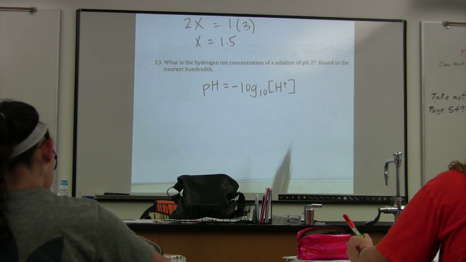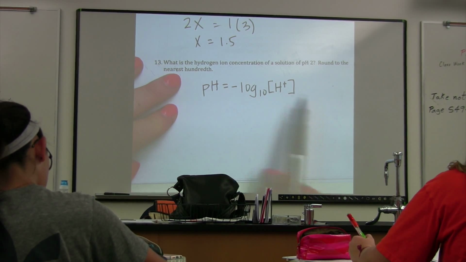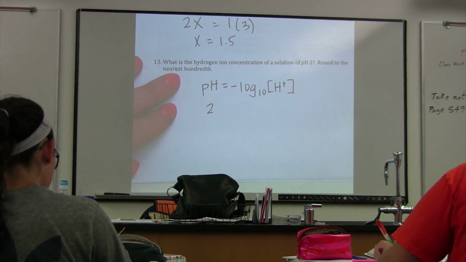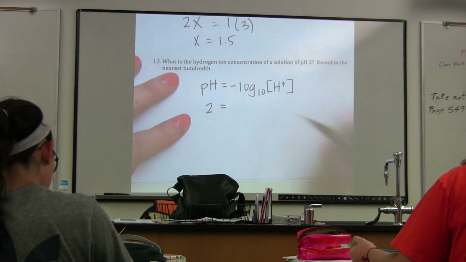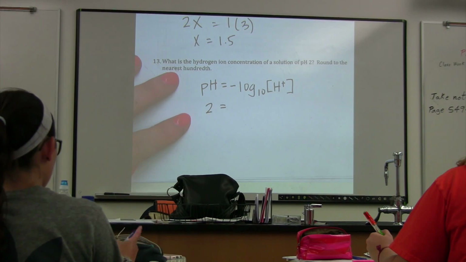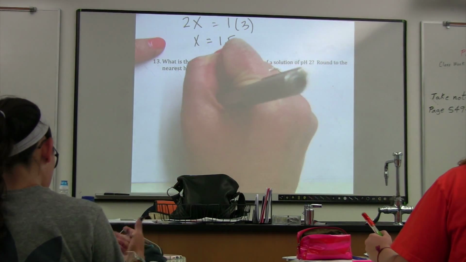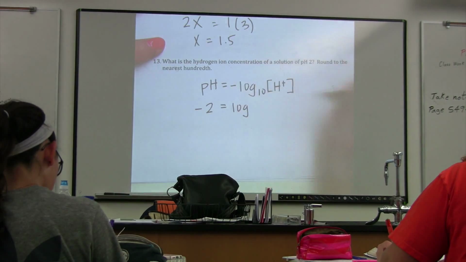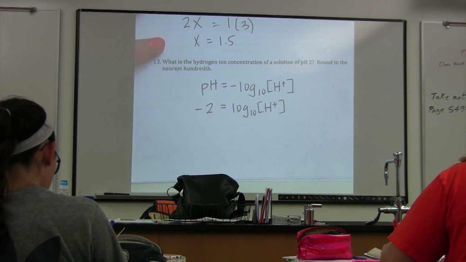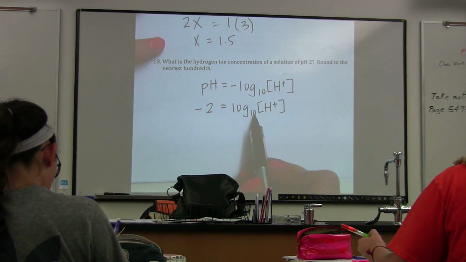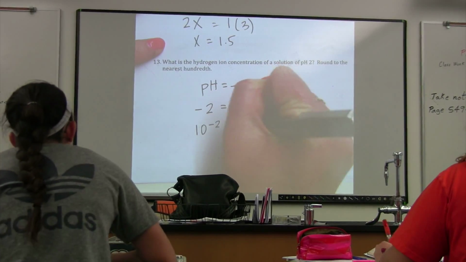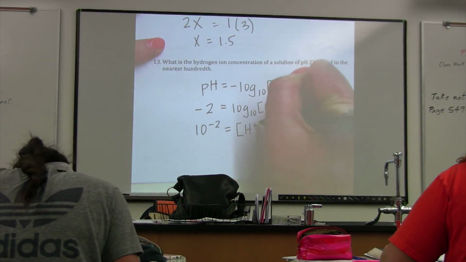Let's do this first. Do we have any info that we could plug into this? Yeah, we know the pH is 2. So if we know the pH is 2, the first thing we want to do is get rid of this negative, right? We want to just leave it with the log. So we're going to make this negative 2 equals log base 10 hydrogen concentration. Then I'm going to take this 10 and put it over here. I'm going to say 10 to the negative 2 equals the hydrogen ion concentration.